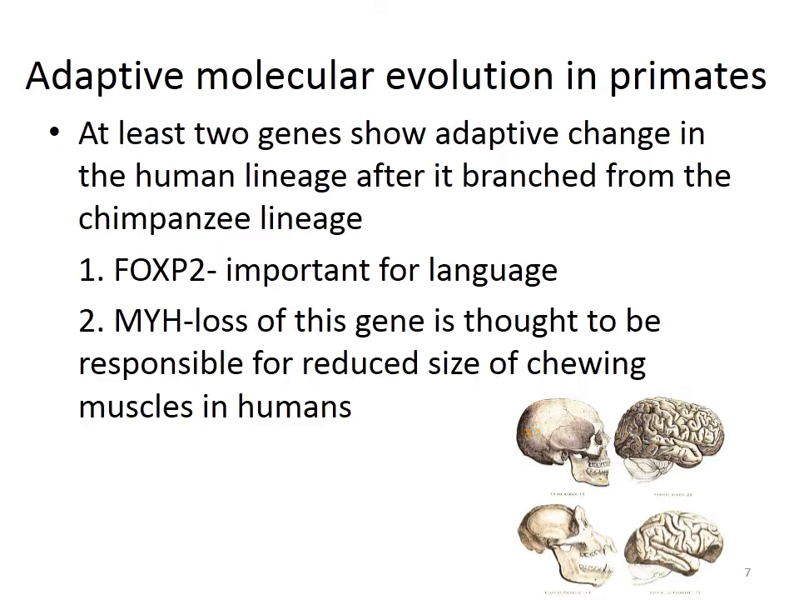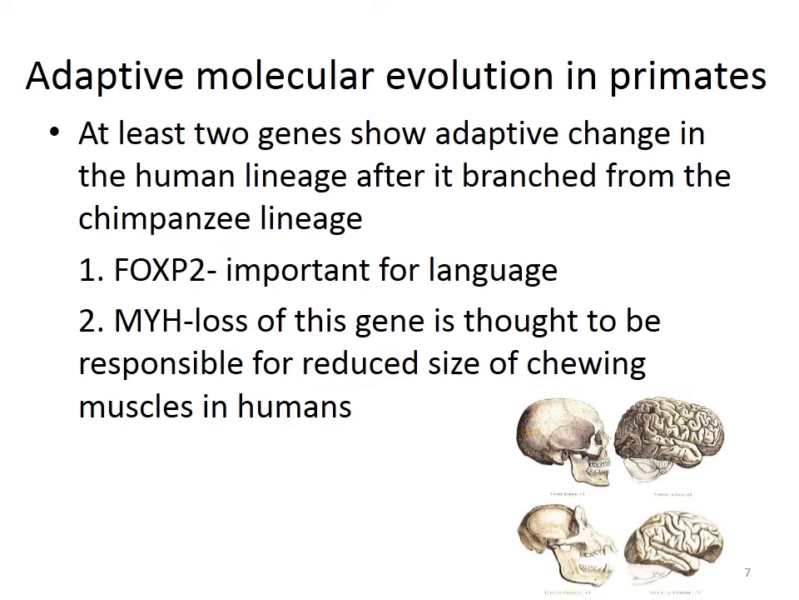Another gene is called MYH. We talked a little bit about this. The loss of this gene is thought to be responsible for the reduced size of chewing muscles in humans. MYH has been inactivated by a frameshift mutation that occurred about 2.4 million years ago.